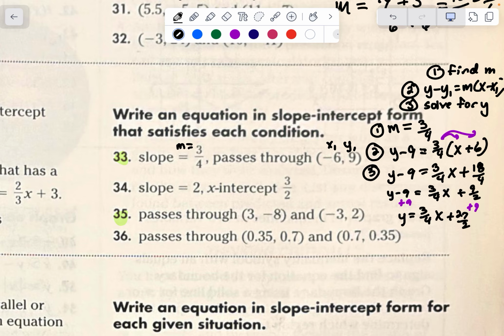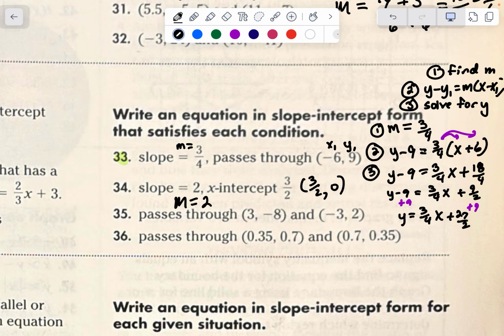For time's sake, we're not going to do 35. I just want to talk about 34 and 35. 34, they gave you the slope. The x-intercept is 3 halves. They actually gave you the point, 3 halves, 0. So if you write that as the point, then you could proceed with the whole thing. 35, you would have to find the slope, then pick one of the points to use in the formula. Okay? So everybody understand how I did 33?